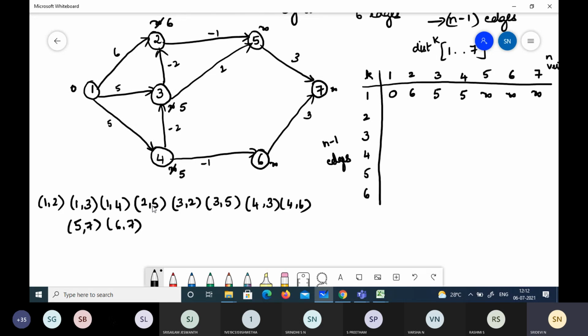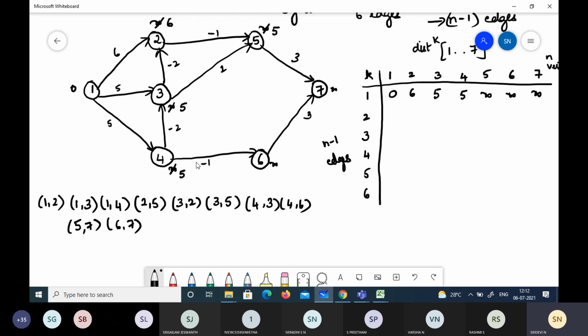Now we will move from 2 to 5. Okay. So when we move from 2 to 5, we will check. So it was infinity. Now 6 minus 1. How much is 6 minus 1? 5. So 5 is lesser than this infinity. Hence, I can just change this value to 5 now.